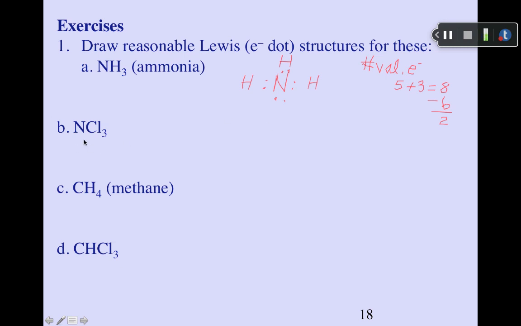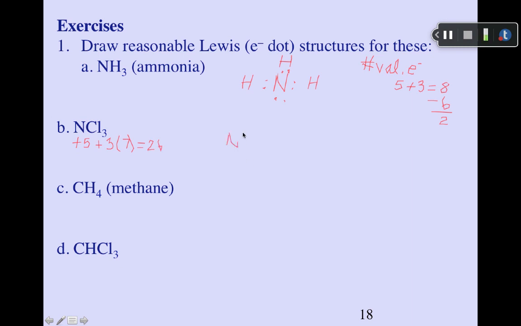Let's do another one with NCl3, which would be nitrogen trichloride. And in this case, we'll have 5 valence electrons from nitrogen. Again, how many valence electrons from chlorine? So there's going to be 3 of them. Chlorine is in group 7, so there's going to be 7 valence electrons each, for a total of 21 there, plus 5 makes 26. Not tricky math, you just have to pay attention and add them up.